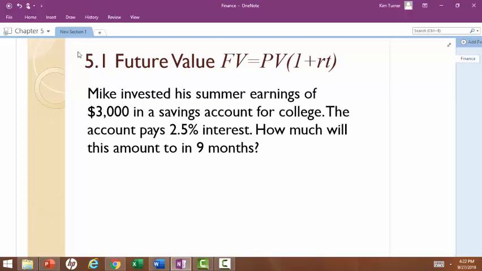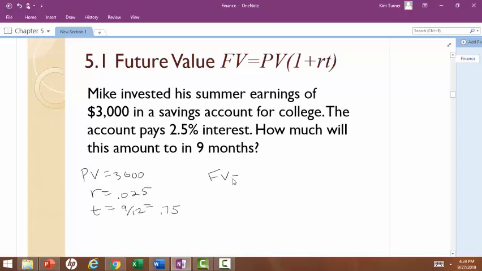The formula we're going to use is at the top of the screen, where FV stands for future value. So first we'll pull out the important information from the problem. The first is the present value of $3,000. So PV equals 3,000. R for rate is 2.5% or 0.025. And T for time equals 9 months, but converted into years would be 9 divided by 12. That amount is 0.75. Now let's plug it into our formula.